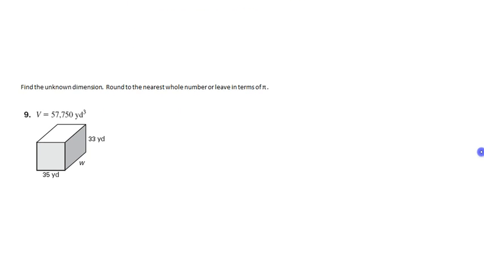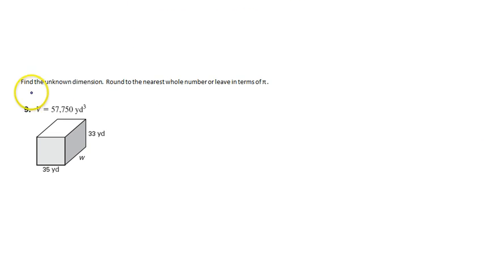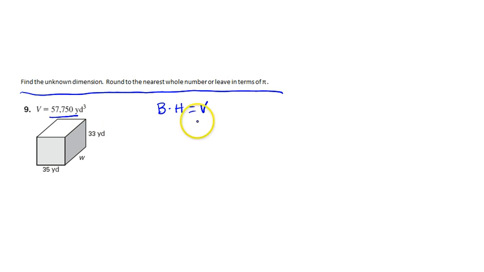Right, now let's make it a little more complicated. Now we're going to find the unknown dimension and round it to the nearest whole number and leave it in terms of pi. For this particular shape, the prism, we don't have to worry about pi. We know the volume, so we know base times height equals volume, so I'm going to use this formula.